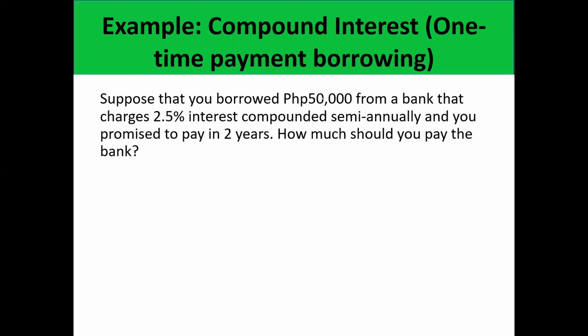Now, suppose that you borrowed 50,000 pesos from a bank that charges 2.5% interest compounded semi-annually, and you promise to pay in 2 years. How much should you pay the bank? In this problem, the amount borrowed is the principal amount, which is 50,000 pesos. The annual rate is 2.5%, so R is equal to 0.025. Since the rate is compounded semi-annually, the frequency of conversion M is 2. And the term is 2 years, which means that T is equal to 2.